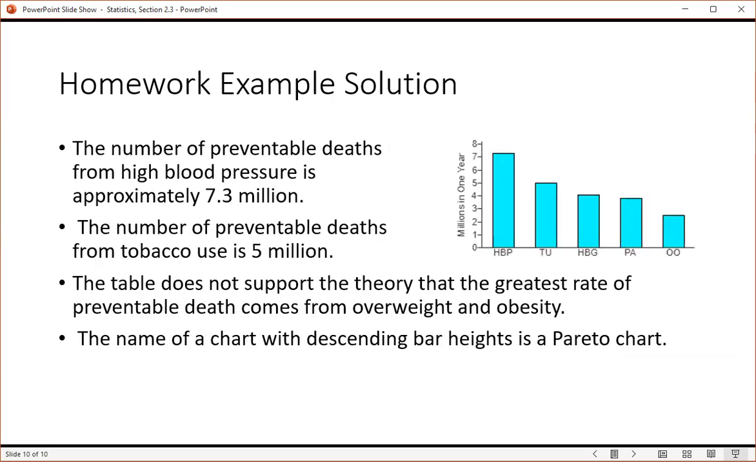Maybe we should just look at this page because I did manage to fit the answers and the chart on the same page. It's actually supposed to be 7.3, 7.2, 7.3, close enough. 5 million, does not support the theory, and it's called a Pareto chart.